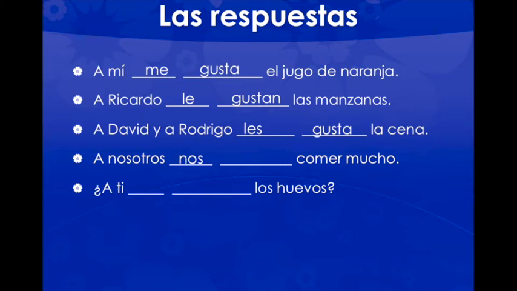A nosotros nos gusta comer mucho. We like to eat a lot. The action of eating, all verbs are always singular, so you don't have to worry about plural with verbs like comer. And do you like eggs? A ti te gustan los huevos, where we have gustan because it's a plural, los huevos.